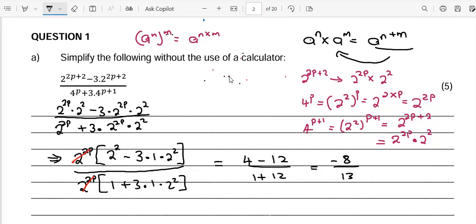So someone can maybe prefer to do a different method. Yes, there is a different method that you can use.